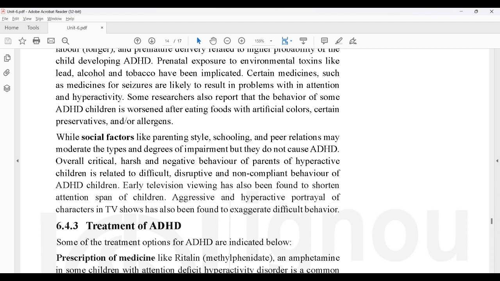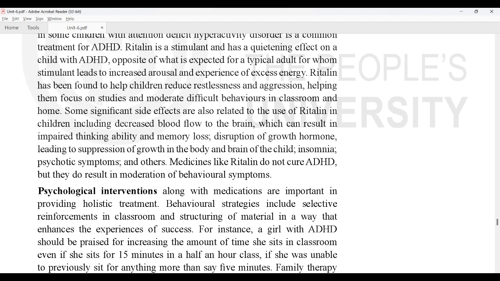6.4.3 Treatment of ADHD. Some of the treatment options for ADHD are indicated below. Prescription of medicine like Ritalin, methylphenidate, and amphetamine in some children with attention deficit hyperactivity disorder is a common treatment for ADHD. Ritalin is a stimulant and has a quietening effect on a child with ADHD, opposite of what is expected for a typical adult, for whom a stimulant leads to increased arousal and experience of excess energy.